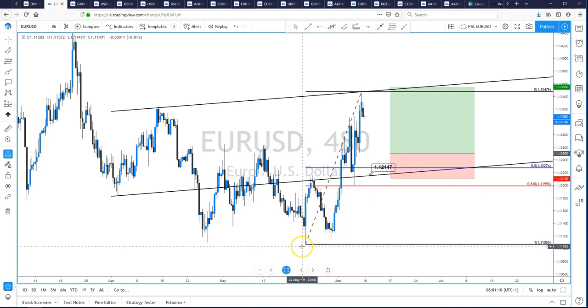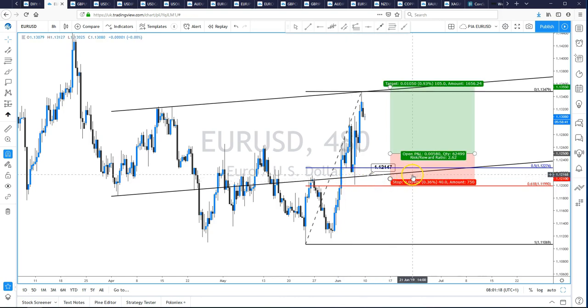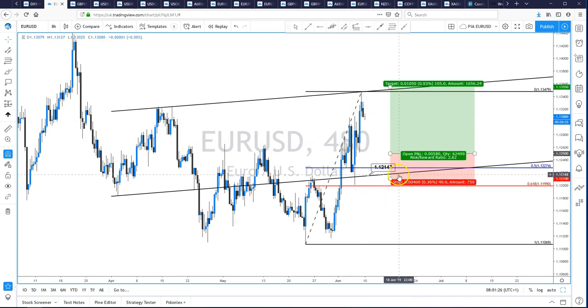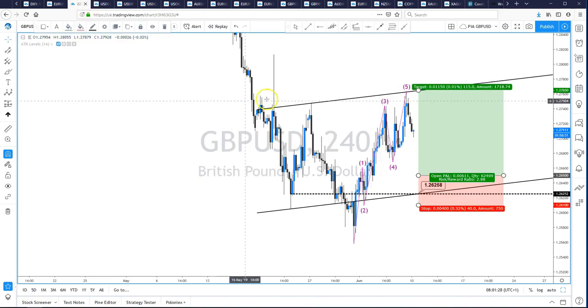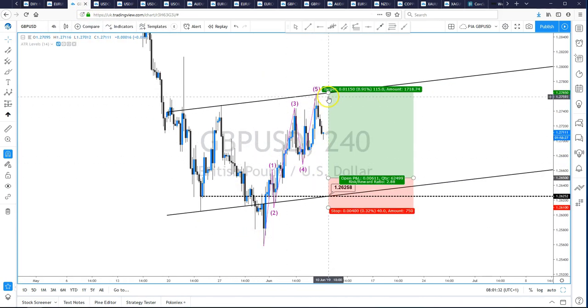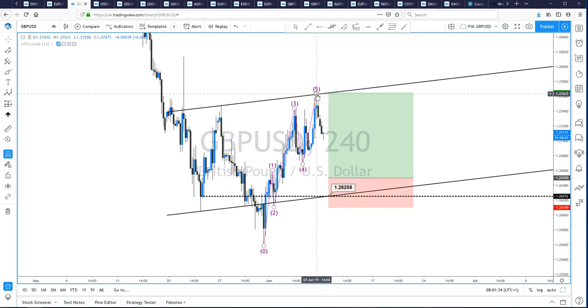Could be a completion of the first wave, so 1, 2, 3, 4, and then up in 5. Don't really like the fact that we crossed over here, but this is where our support is showing for today. So potentially with that move higher in the dollar, potentially a move lower in euro dollar. Sterling dollar pretty similar, could potentially be a 5-wave completion to the upside.